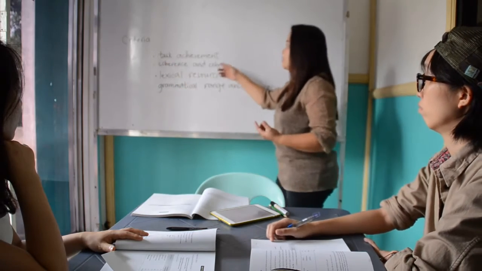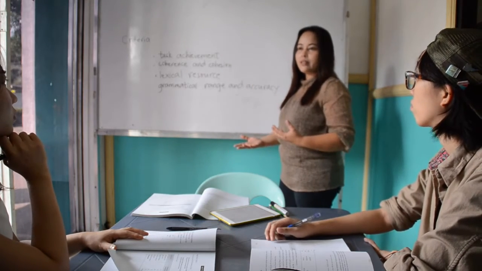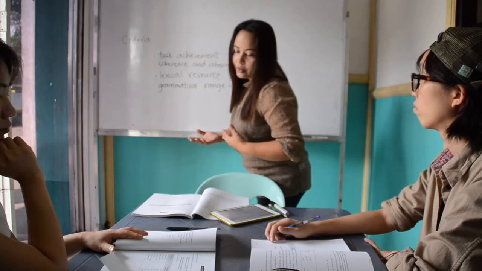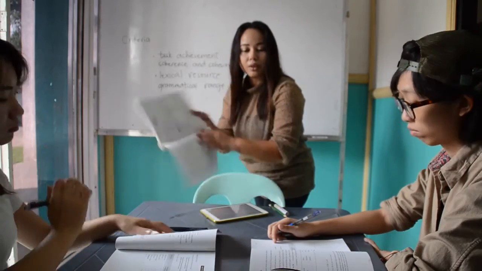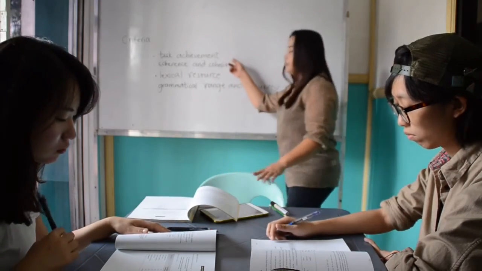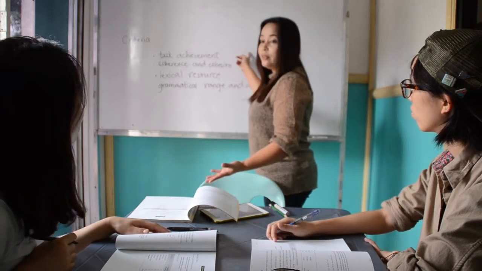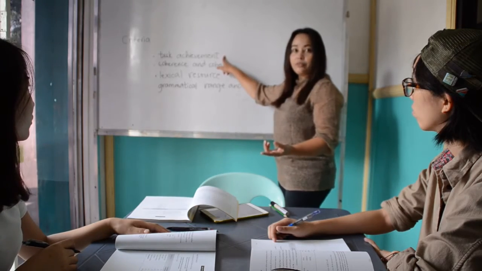The first one is task achievement. When we say task achievement, it means, for example, in task 1, you will be summarizing the information based on this chart. So you have to achieve what is being asked on the test questionnaire. Otherwise, if you cannot do this, you will have a minus point for this.